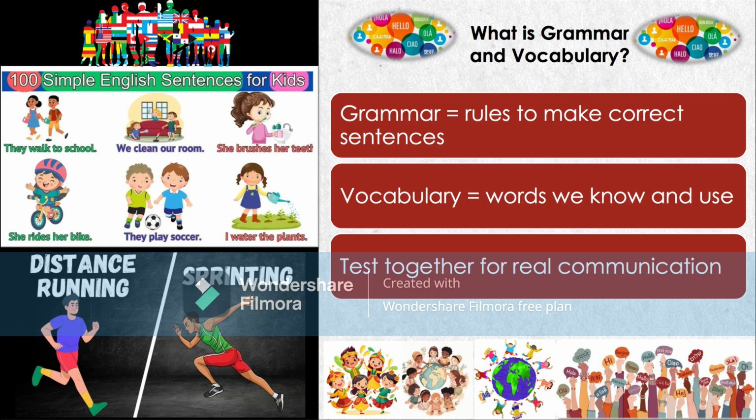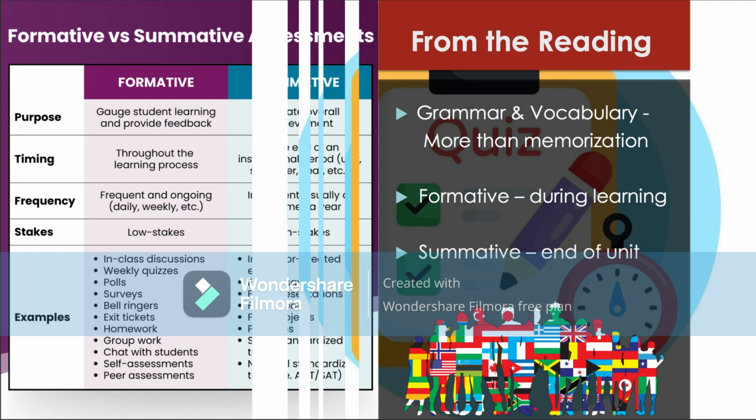Here is a reflection question. Do you think grammar and vocabulary should be tested separately or together? Most teachers believe they should be assessed together because real communication always uses both. The reading explains that grammar and vocabulary are not just about memory. They are about how students use language in real-life situations. For example, a student might memorize all the verb tenses, but if they do not know when or how to use them, their writing and speaking will still be weak.